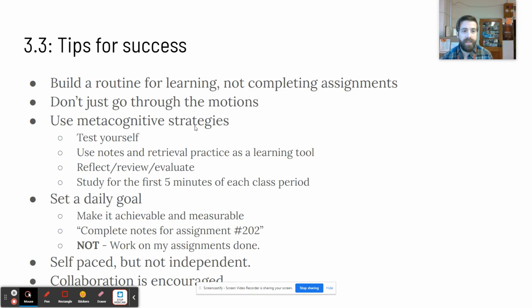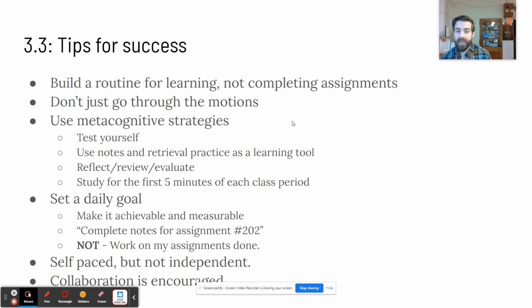All right, some tips for success. I want you to build a routine for learning, not just completing assignments, right? So your goal should be, I need to learn this, not just I need to get this done. So don't just go through the motions. I can't tell you how many times I've seen students rush through the notes, rush through the practice assignments, and then absolutely bomb the mastery check. And that's actually going to create more work for you because when you retake a mastery check, I'm going to make you evaluate every question you got wrong. You have to write me an explanation of, here's why I got it wrong, here's what the right answer is, here's why it's the right answer. So by rushing through this stuff, you're actually going to build yourself more work because you'll have to go back and redo the entire lesson and write me an explanation of a mastery check and complete another mastery check.